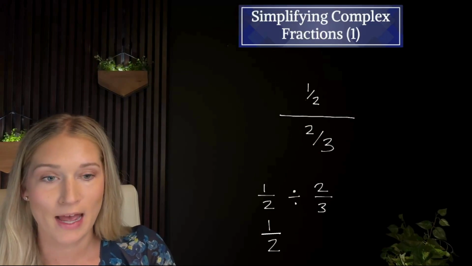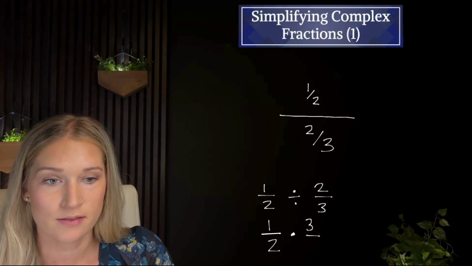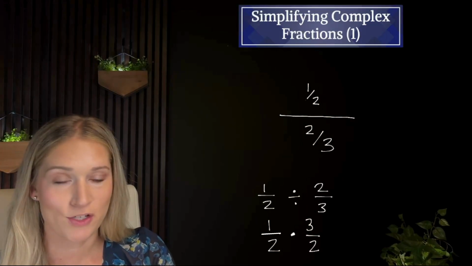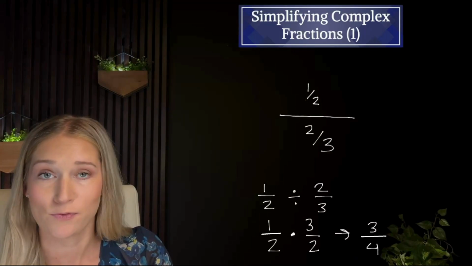I keep my 1/2 and then I multiply by the reciprocal of my divisor. And then I just multiply straight across. Multiplying the numerators, I get 3, and the denominators, I get 4.